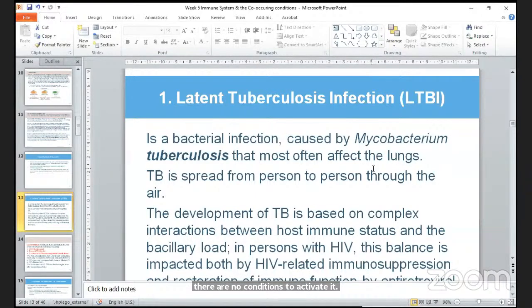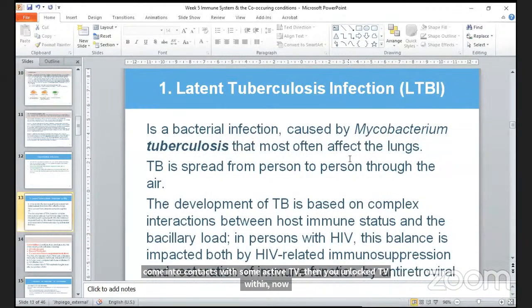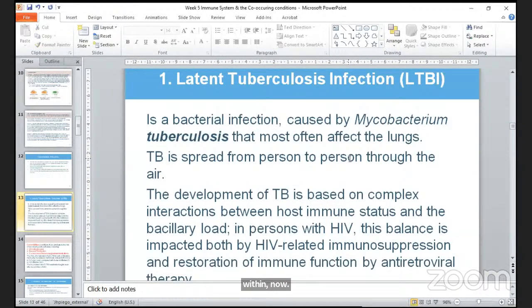But when you come into contact with somebody who has active TB, then your latent TB will now resurrect, and you will become a TB patient. Okay? So latent TB is that TB that is not active. And of course, it can be present in a healthy human being.